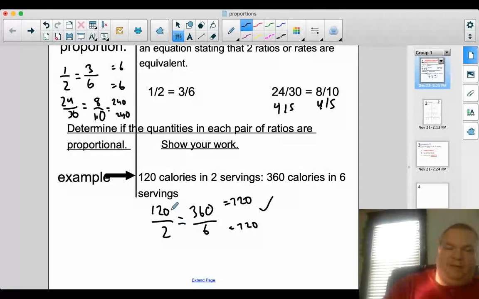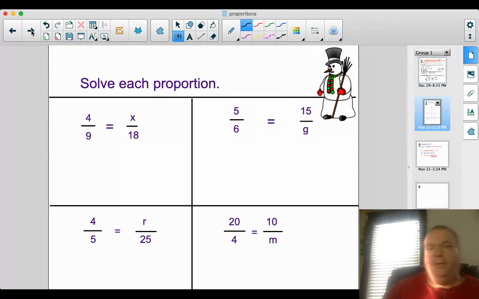If I were to reduce these, this would reduce down to 60 over 1, dividing by 2. Here I could divide the top and bottom by 6 and also get 60 over 1. So they both reduce to that, which still works. But here's a new method that we can use to check to see if they're equal. So we can check to see if ratios are equal that way, but it will also give us a way to solve proportions. There are going to be situations in which we have a proportion, but where we don't know one of the numbers.